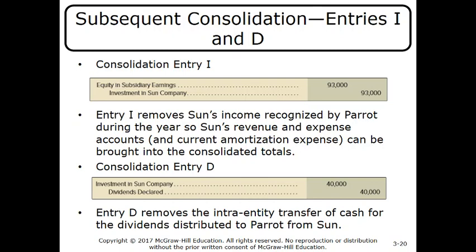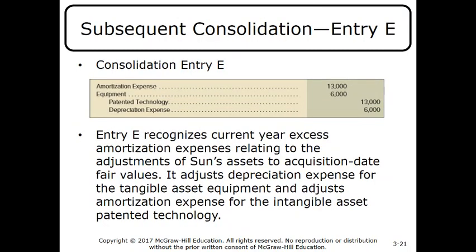The entry D is pretty simple. You're simply reversing the dividend declared. So it's simply a reverse entry of credit to dividends declared and debit to investment in Sun Company. So that's pretty easy. And last but not least, in entry I, part of that entry was this excess amortization of $7,000.